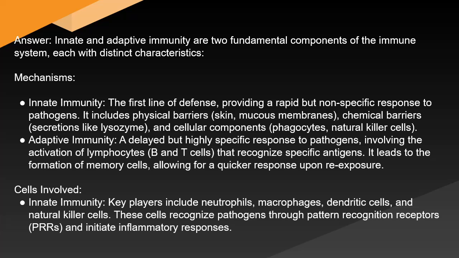It includes physical barriers, skin, mucous membranes, chemical barriers, secretions like lysozyme, and cellular components, phagocytes, natural killer cells. Adaptive immunity is a delayed but highly specific response to pathogens involving the activation of lymphocytes, B and T cells, that recognize specific antigens. It leads to the formation of memory cells, allowing for a quicker response upon re-exposure.